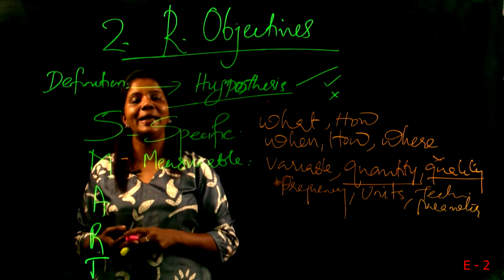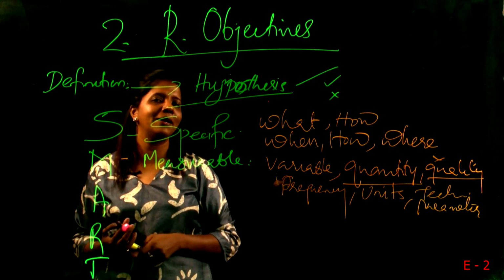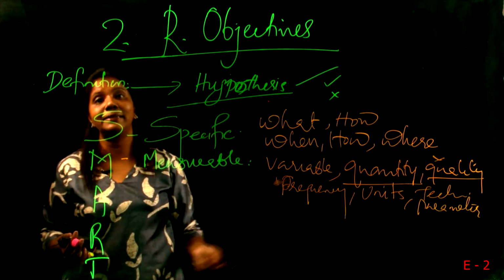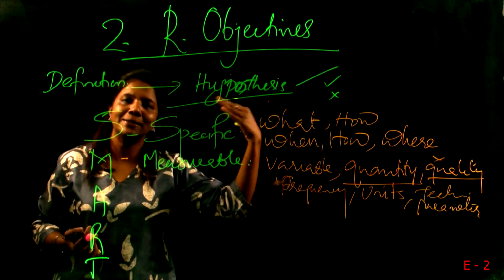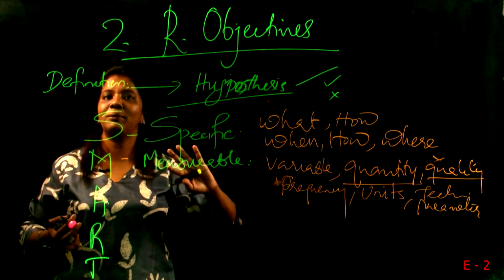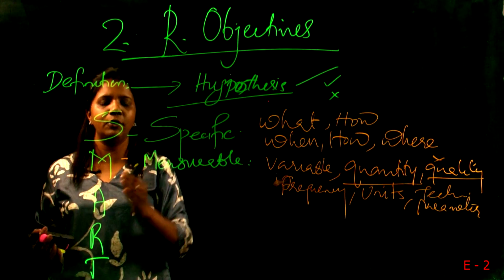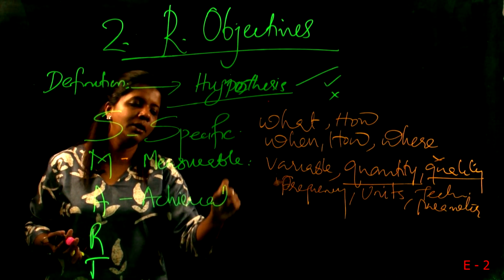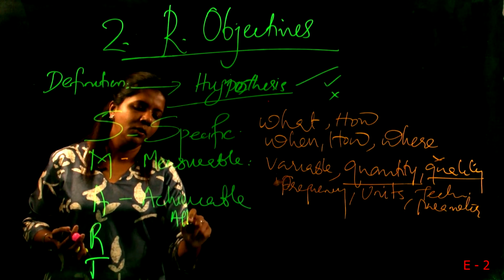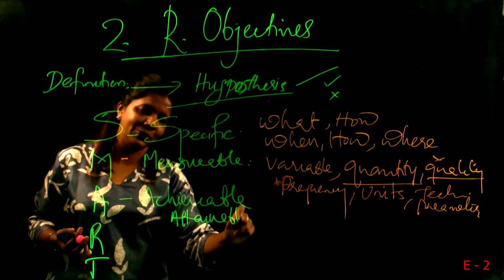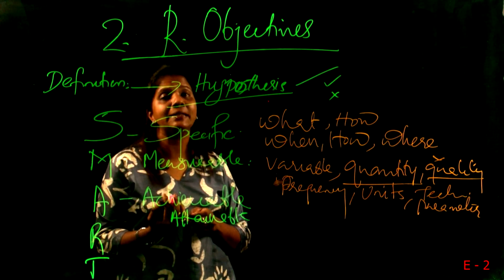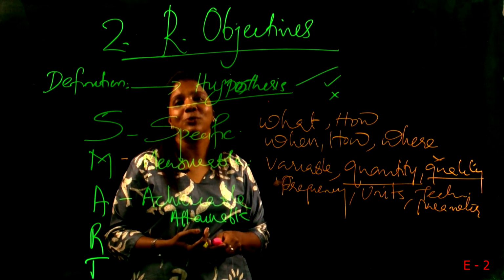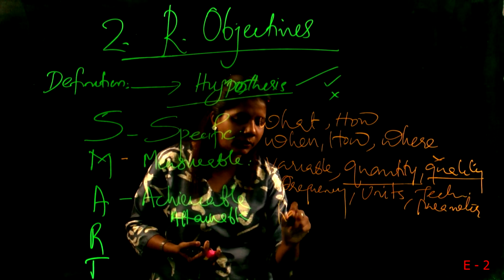Now come to A. What is A? Already I have taught you this in the problem statement. In that I spoke about feasible and realistic, right? Whenever you plan a research problem, make sure that it is possible. In the same way your objective should be achievable, attainable or achievable. You can go for either. What do you mean by attainable or achievable? What makes your objective achievable? Your resources. Make sure that you have enough resources.